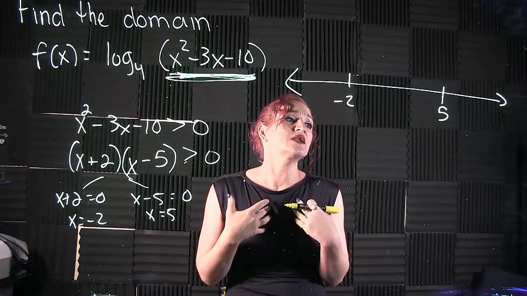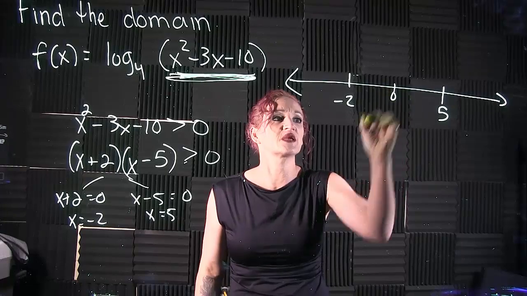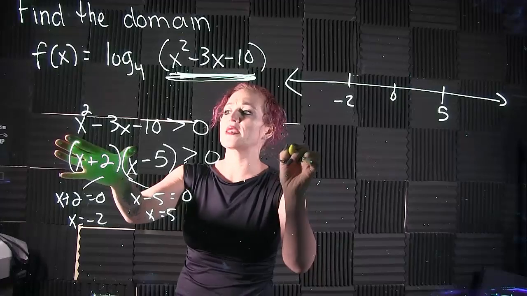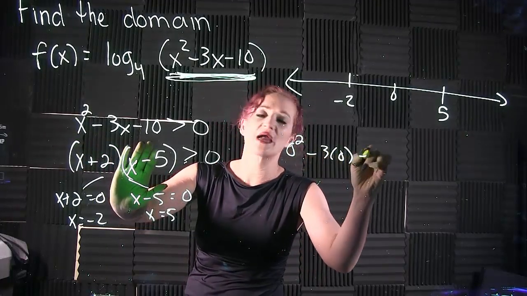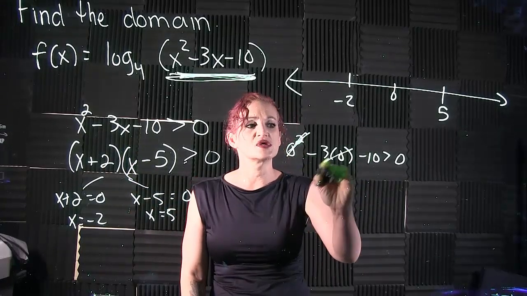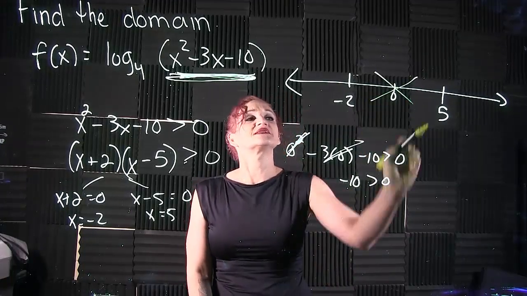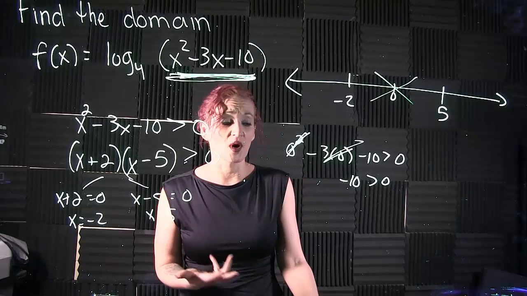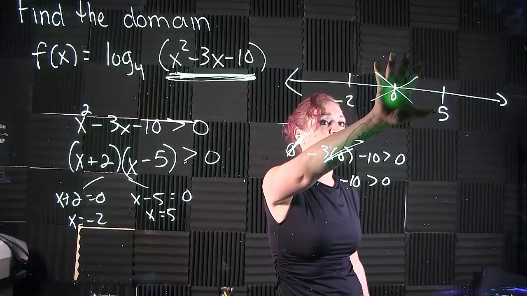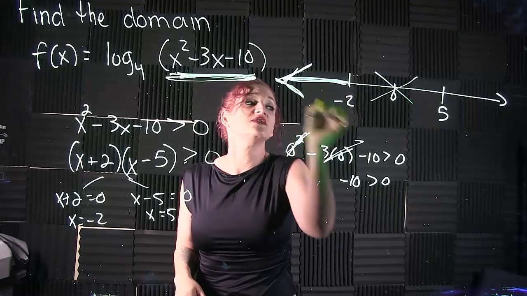So what I tend to do is choose whatever interval has 0 in it, which is going to be my middle section. Plug it into your inequality: 0 squared minus 3 times 0 minus 10. If we plug in 0 for x, that's 0, and we're left with negative 10. That means this middle section is not going to work, since negative 10 is not greater than 0. So 0, in the middle interval, is not working, which tells us we are going to shade the other two sides.